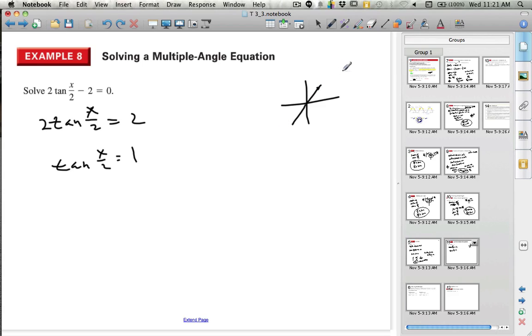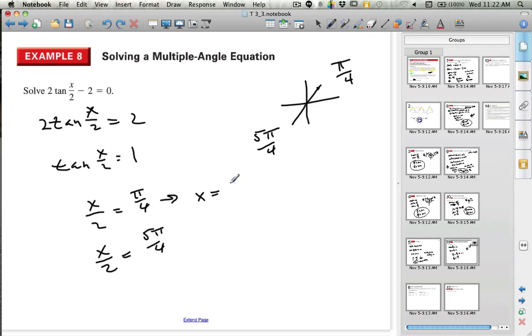All right? So tangent is equal to positive 1 at pi over 4. So 1 pi over 4, 2 pi over 4, 3 pi over 4, 4 pi over 4, 5 pi over 4. So if I know that x over 2 is equal to pi over 4, and x over 2 is equal to 5 pi over 4, I would, in this case, multiply each side of the equation by 2. So x would be equal to 2 pi over 4, which would just be pi over 2. And here, x would be equal to 5 pi over 2.